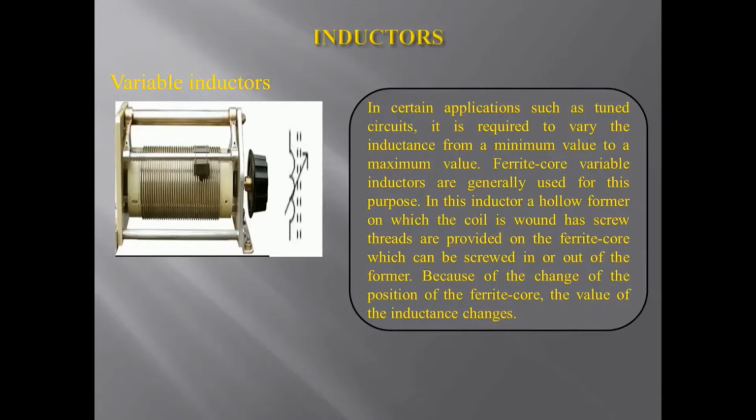In this inductor, a hollow former on which the coil is wound has screw threads provided on the ferrite core, which can be screwed in or out of the former. Because of the change in the position of the ferrite core, the value of the inductance changes. The symbolic representation and the actual diagram of a variable inductor are as shown in the figure.